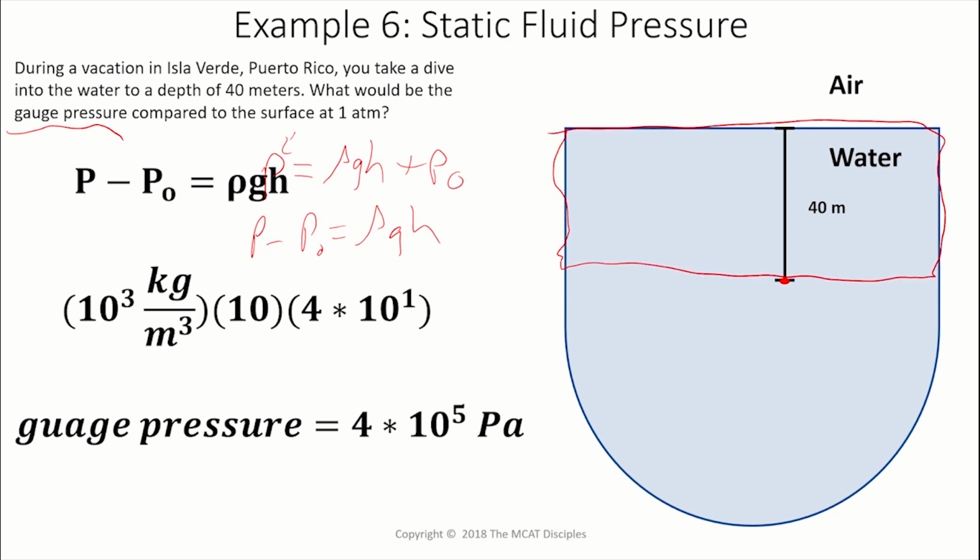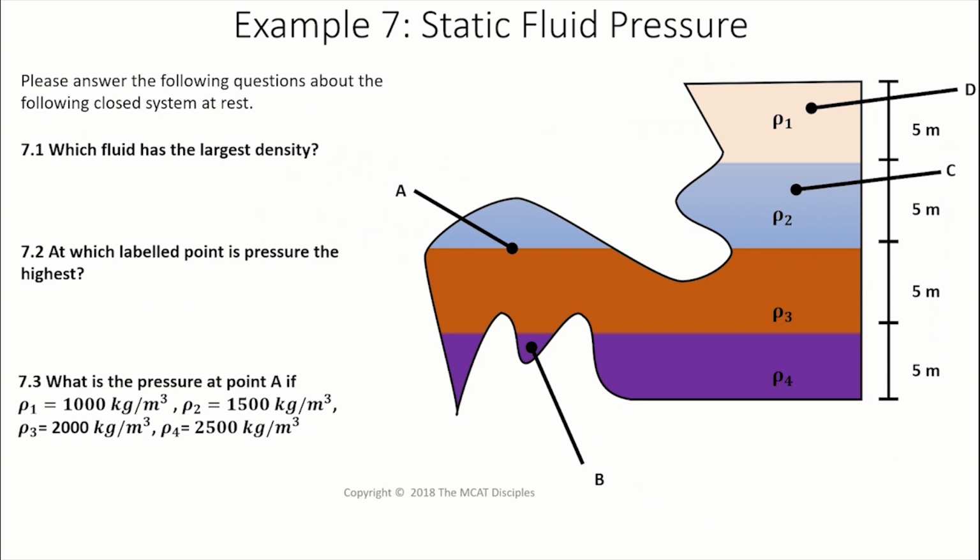And then if you want the absolute pressure, the actual pressure you're feeling down there, you also have to add the atmospheric pressure P0, which in this case is 1 atmosphere, or 10^5 Pascals. So you'd have to add that to the gauge pressure to get the actual pressure, the absolute pressure. But that's not what we want this time.